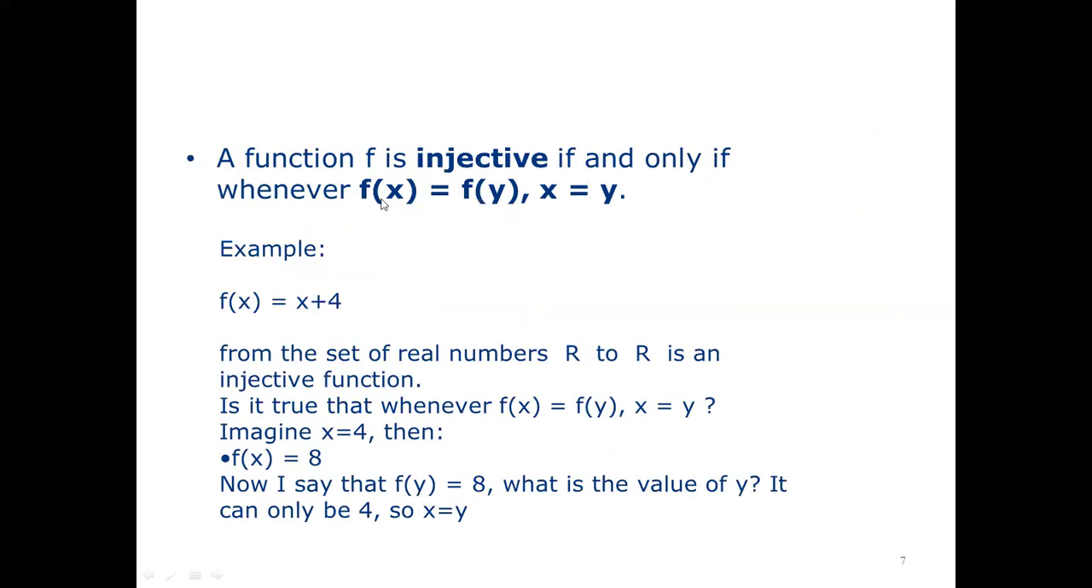Again, in the definition part, we can take some examples. Suppose f of x is x plus 4 from the set of real numbers R to R, which is an injective function. Imagine x value is 4, then f of x is 8 because f of x is x plus 4, so 4 plus 4 is 8. Now f of y is 8. What is the value of y? Again you can put the values here. It can only be 4, because to match this it should be 4. So x equals y.